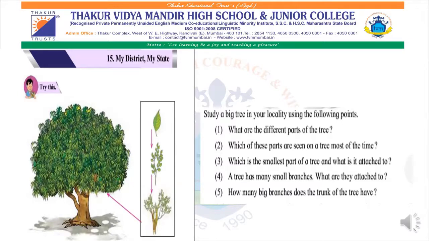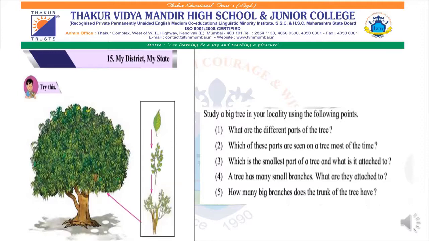Now, after observing this picture, on the left hand side you can see the picture of a tree. We have to study a big tree in our locality and we have to answer a few questions. Here I have the questions in front of you. It asks what the different parts of the tree are. Yes, after seeing the picture we can tell the answer. The different parts of the tree are leaves, branches, trunk, roots, etc. Correct?